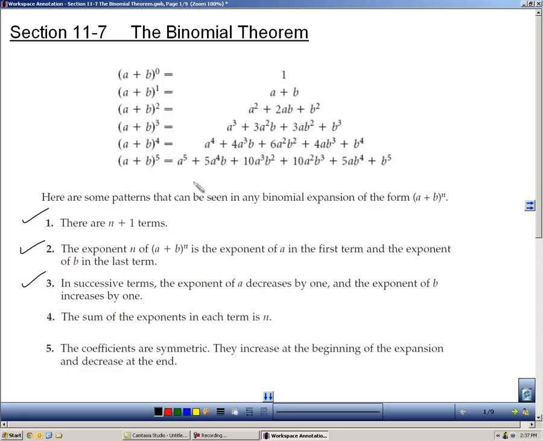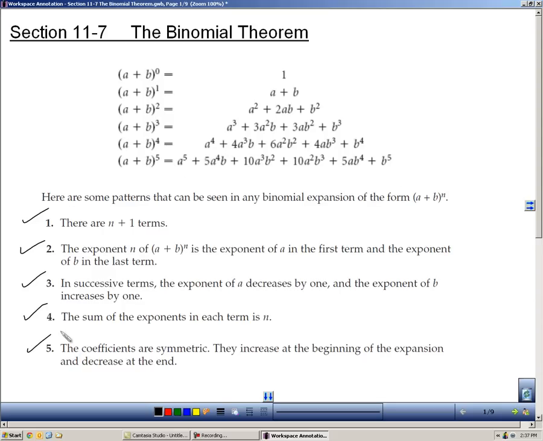Also notice that in each term, the exponent of the a's go down. So here it's 5, 4, 3, 2, 1, and then there's a 0 exponent on this a. But they go up for the b's, 0, 1, 2, 3, 4, 5. The sum of the exponents is always n, so when you add them all up, you always are going to get a 5 when you add the a exponents and the b exponents.